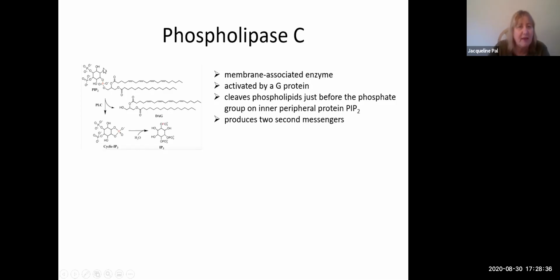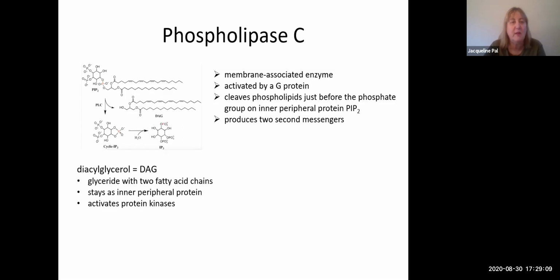And so phospholipase C actually cleaves it right here, so that 3 phosphate groups stay attached to this part, and then this part, which are the fatty acid chains, doesn't have any phosphate attached to it. So it actually produces 2 different second messengers, but I'm going to show you how it produces the 2 and what they do, and then we will talk in more detail about one of them.